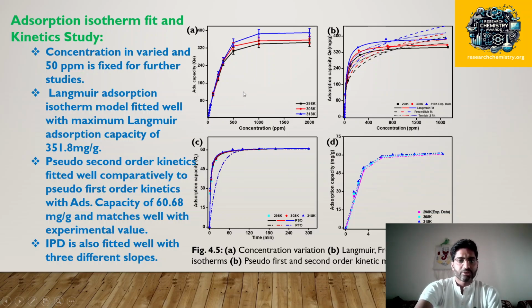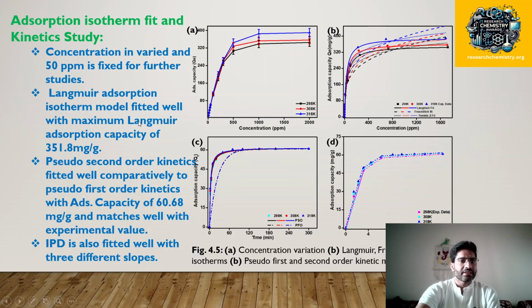Further, various adsorption isotherms have also been fitted. The concentration was varied from 10 ppm to 2000 ppm at three different temperatures. Here, the maximum adsorption capacity lies in the region of nearly about 350 milligrams per gram, so it has saturated to that level.